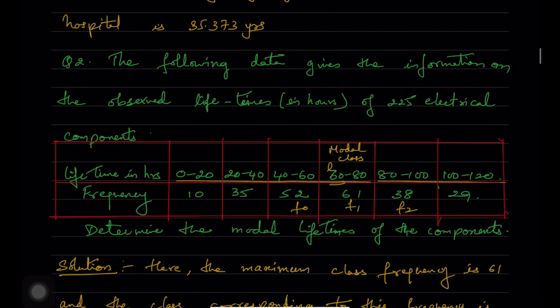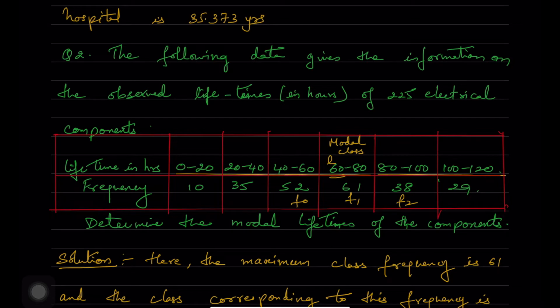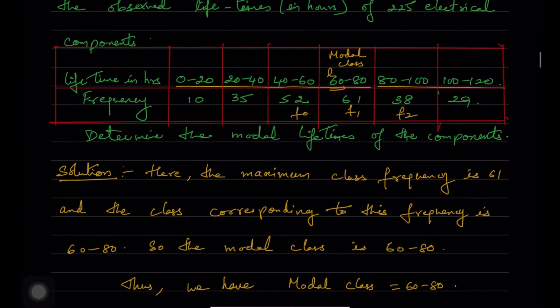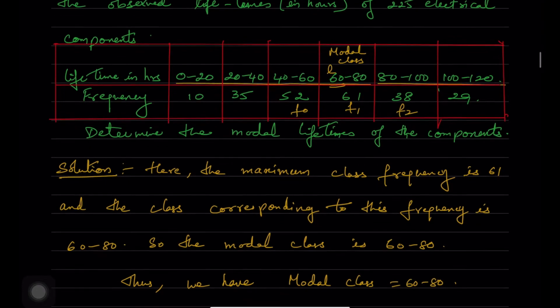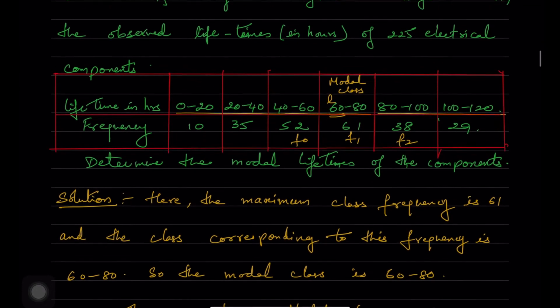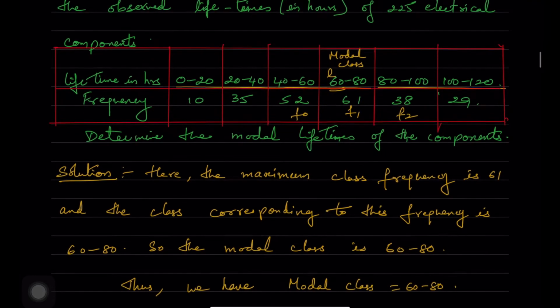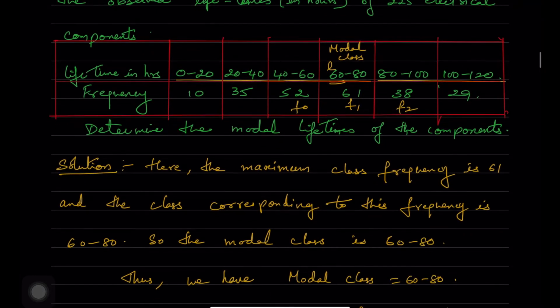Now next, question 2. The following data gives the information on the observed lifetime in hours of 225 electrical components. So lifetime in hours and frequency. Here what we have to do is find the modal lifetimes of the components. So we basically have to find the mode. Whenever it's given as modal or mode, you have to find the mode itself. Find the mode of the given data.